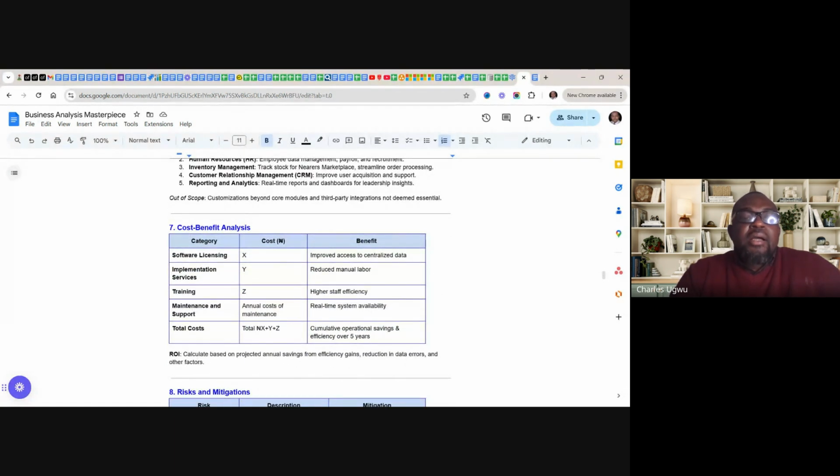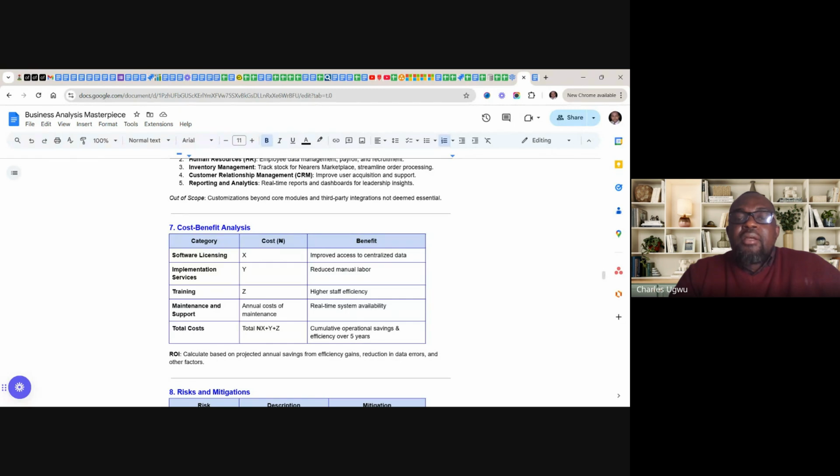And under cost-benefit analysis, we capture the cost here. The licensing cost is X Naira, implementation service Y Naira, and training service is Z Naira. And then the maintenance and support costs, the annual cost for maintenance. The total cost is XYZ Naira. That is the total cost.